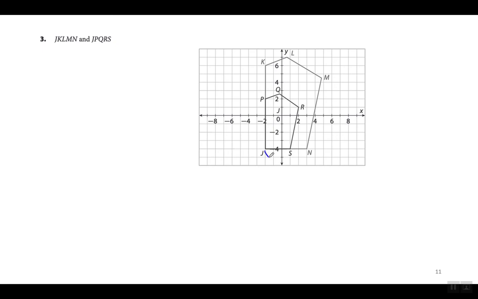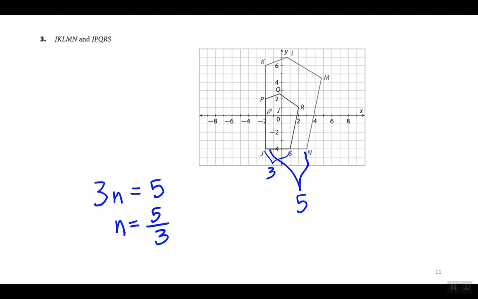So if you look at the smaller pentagon, side JS measures 3 and side JN measures 5. So that would mean 3 times what equals 5? N has to equal 5 over 3. Maybe I should have used the letter K. But anyways, the scale factor that you're multiplying by is 5 over 3.